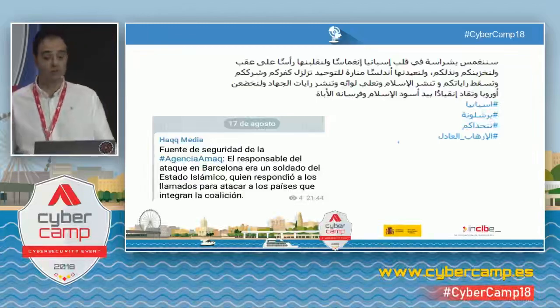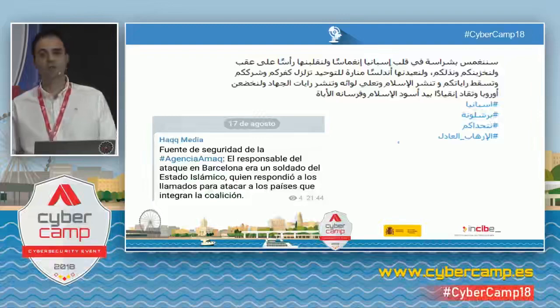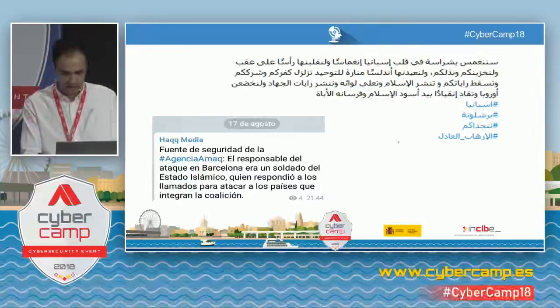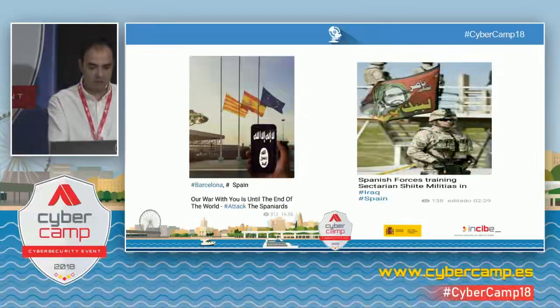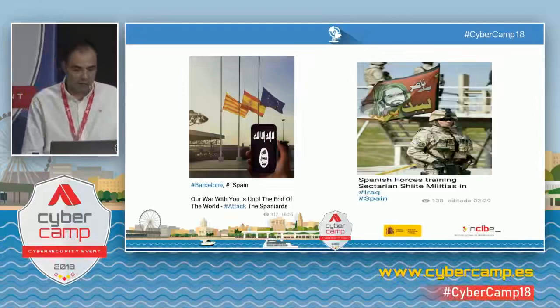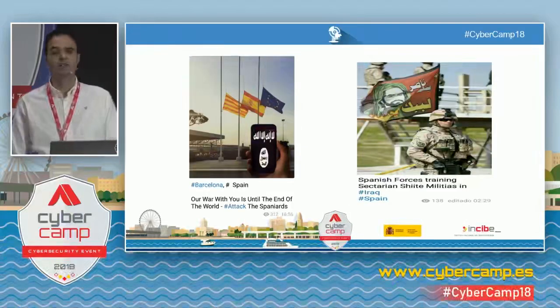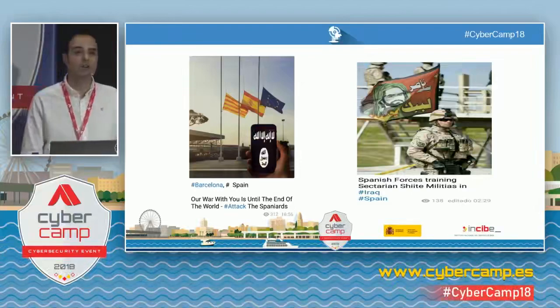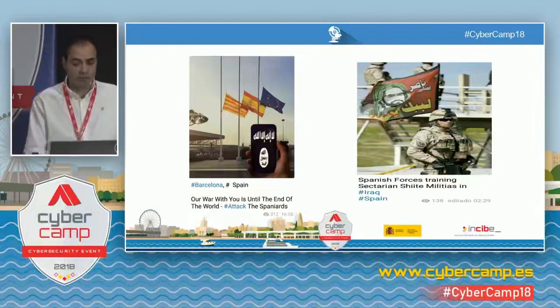Sometimes messages are text, often in Arabic, with hashtags. So it can then be shared and reposted and tweeted, so that users can find them more easily. One of those images is a threat in the case of the Barcelona terrorist attack.